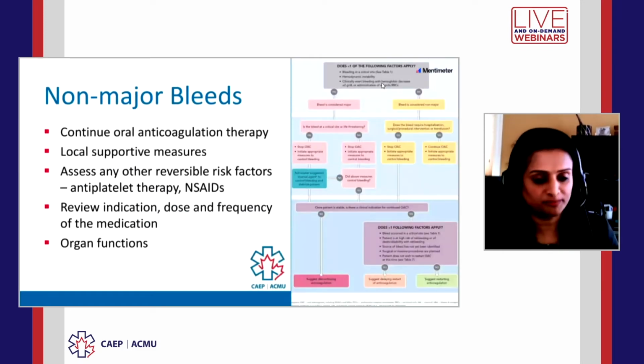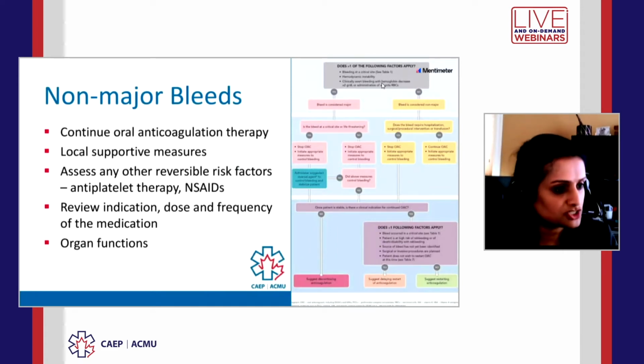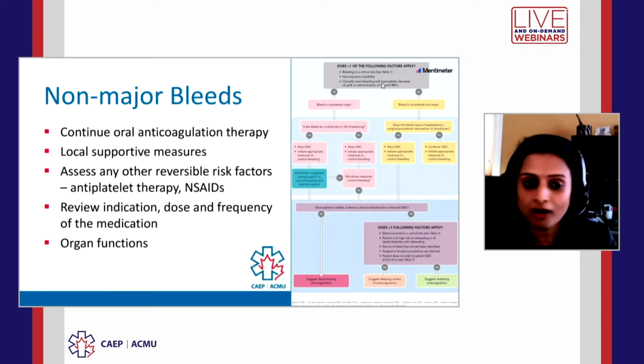And then again, the non-major bleeds, we are not going to spend too much time on it, but we do know that patients present with a lot of epistaxis, menorrhagia, and hematuria, and these are not uncommon even on a direct oral anticoagulant agent compared to warfarin. So we have to make decisions whether you're going to hold your oral anticoagulant therapy for that, and what are the local supportive measures that you're going to give.